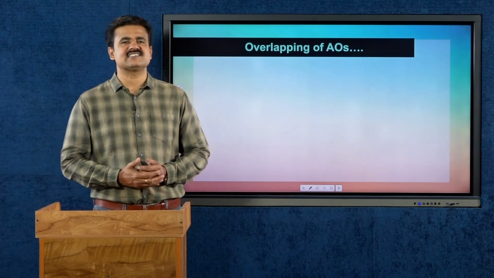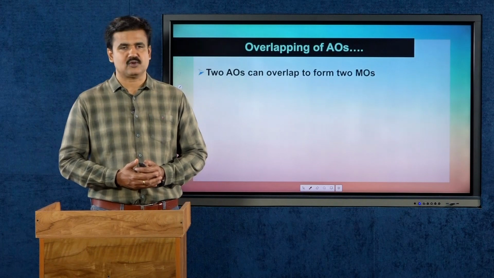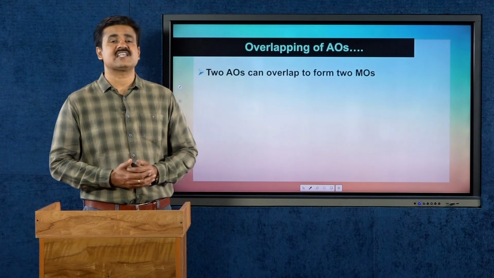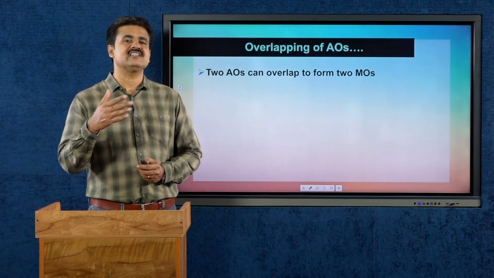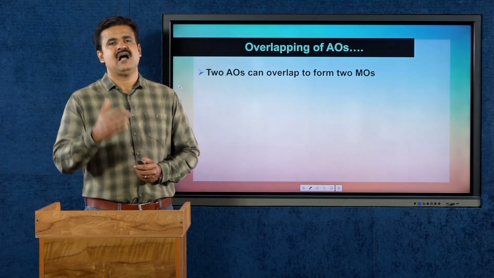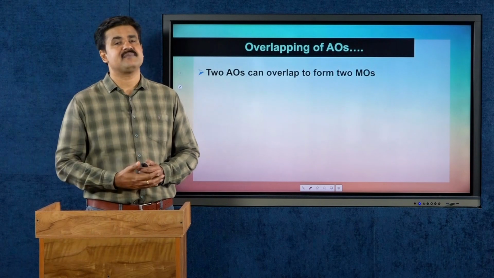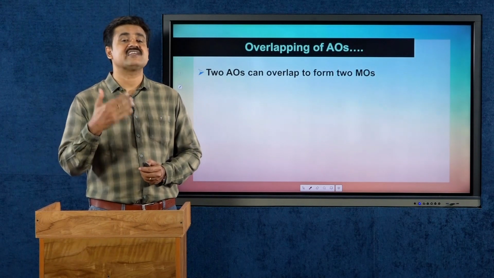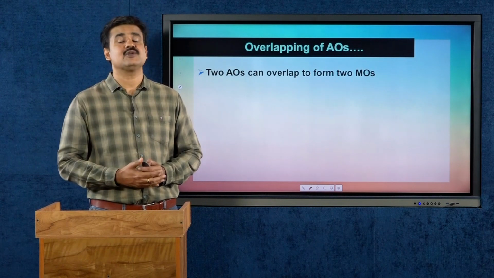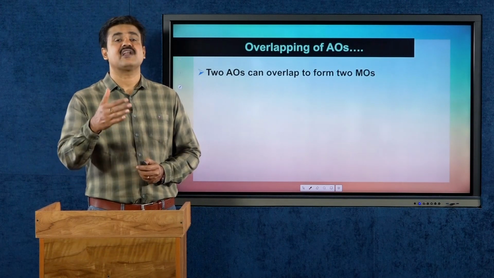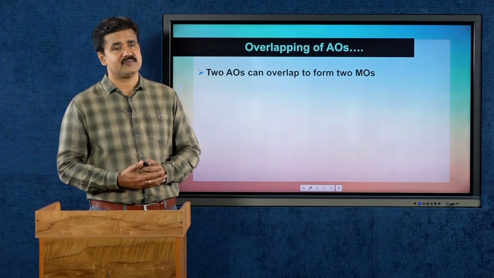Now we are discussing overlapping of atomic orbitals. The two atomic orbitals can overlap to form molecular orbital, and I mentioned already in the previous module that the overlapping gives us a physical picture, whereas linear combination gives us a mathematical picture. Both represent the formation of molecular orbitals. We are now focusing on overlapping of atomic orbitals.